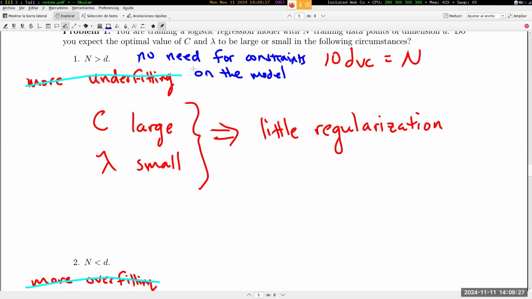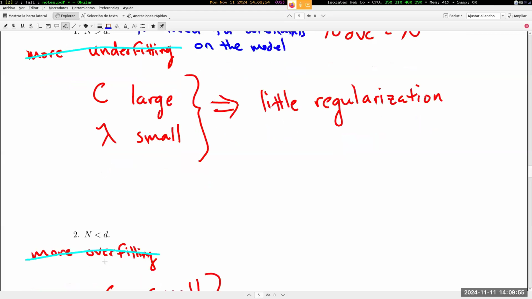Again, if our n value is greater than d, then we could possibly be in this approximate sweet spot over here. We don't know whether we're overfitting or underfitting. We just know that we're doing better on the overfitting, underfitting side than if we have less data points than dimensions.